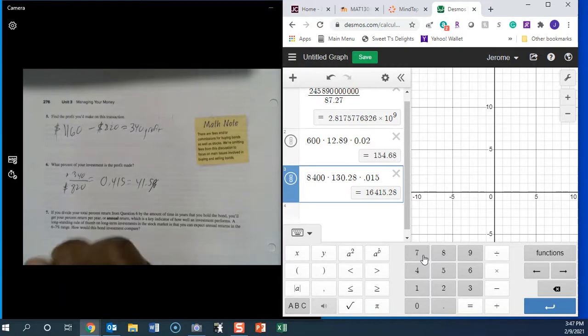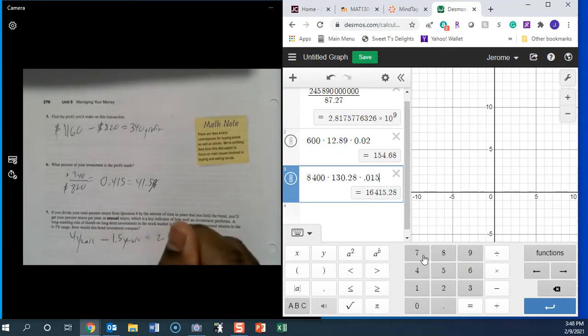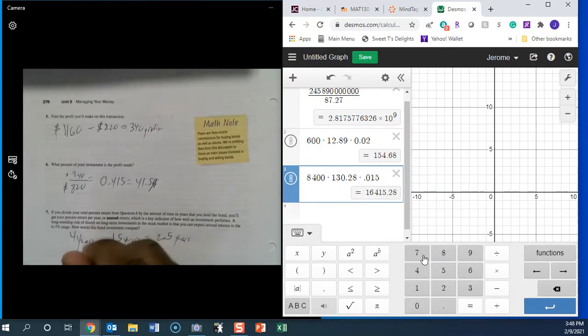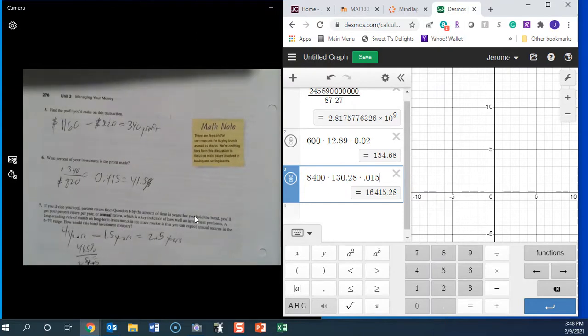So you have 4 years, but you subtract off 1.5 because you didn't buy it until 1.5 years went by. So it'd be 2.5 years. So we would take this 41.5% and divide it by how many years we had, which is 2.5 years, actually. Okay, so we will put this in our calculator.